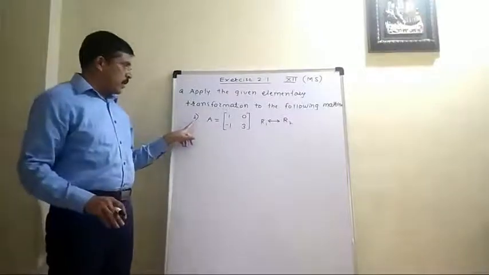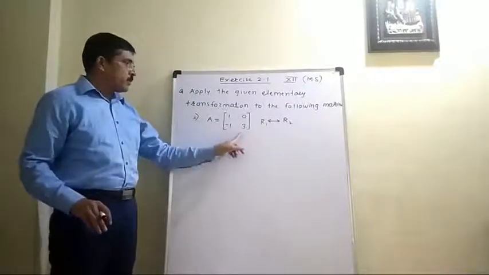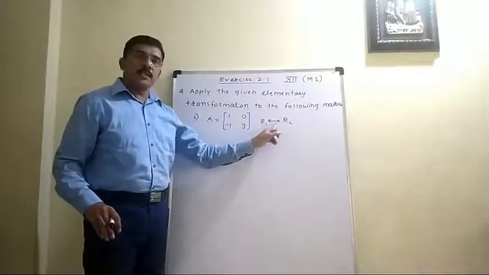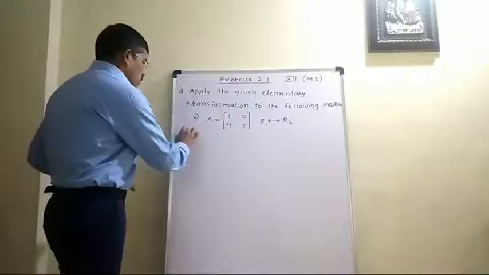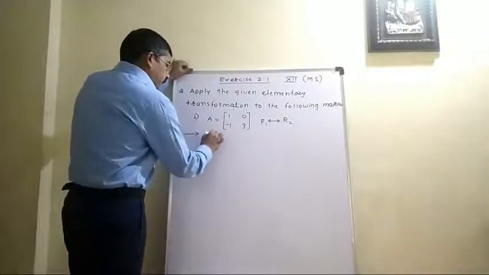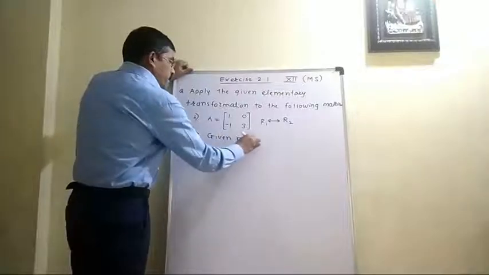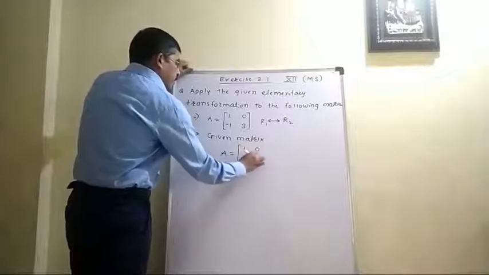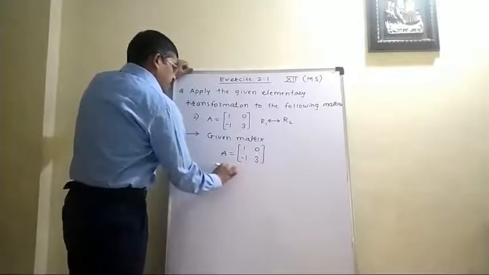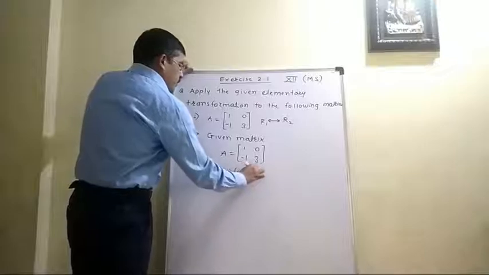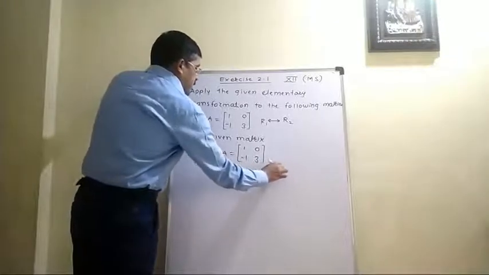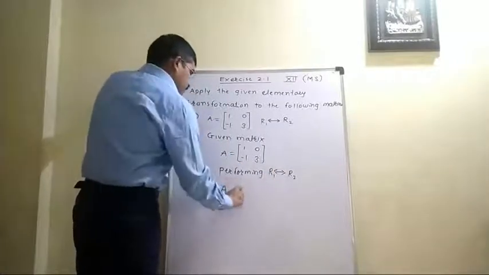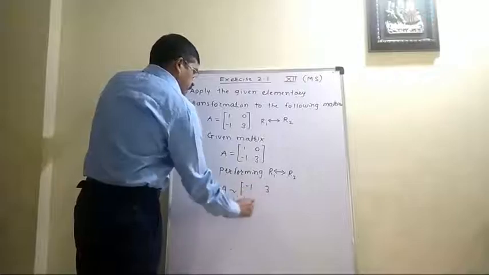So you have taken here question number 1, A equal to [1 0; -1 3], and which operation we have to perform? R1 interchanging R2. It is very simple. Let us see the solution. Given matrix A equal to [1 0; -1 3], performing R1 interchanging R2, we get A equivalent to [-1 3; 1 0].